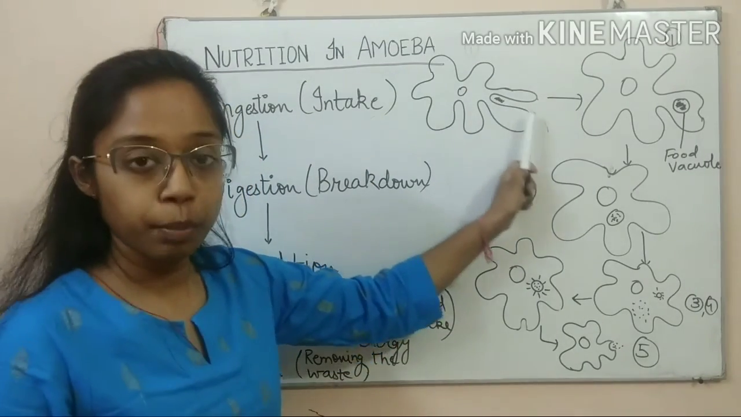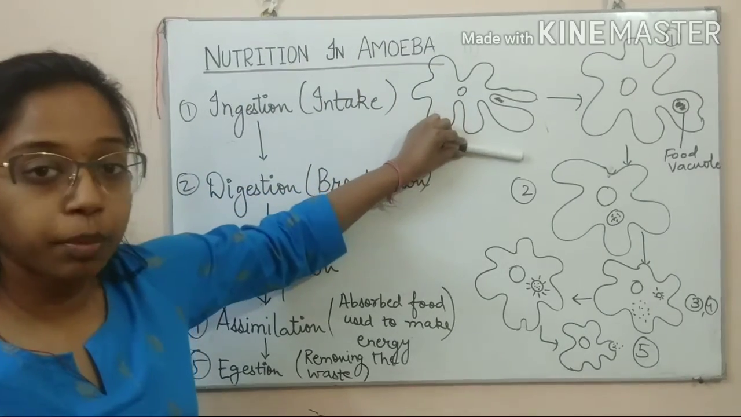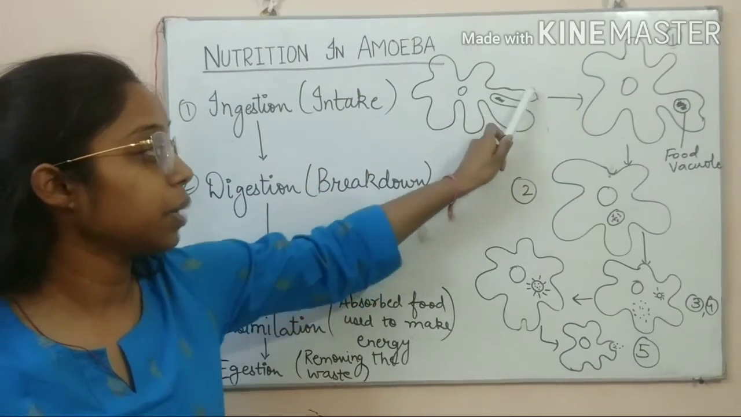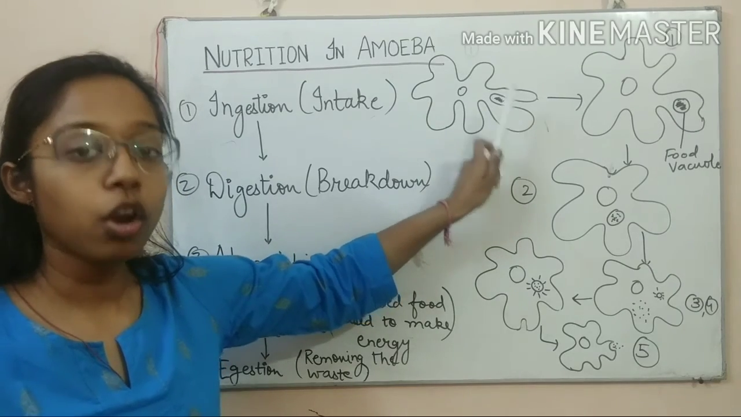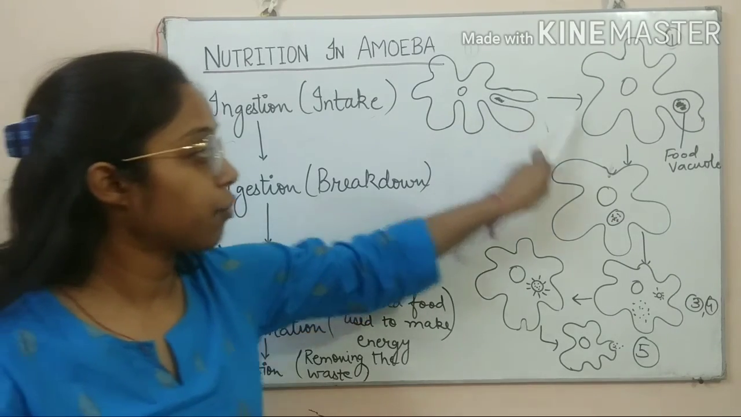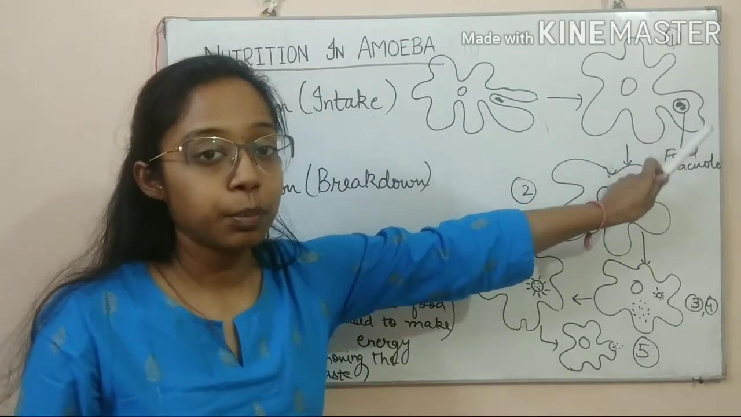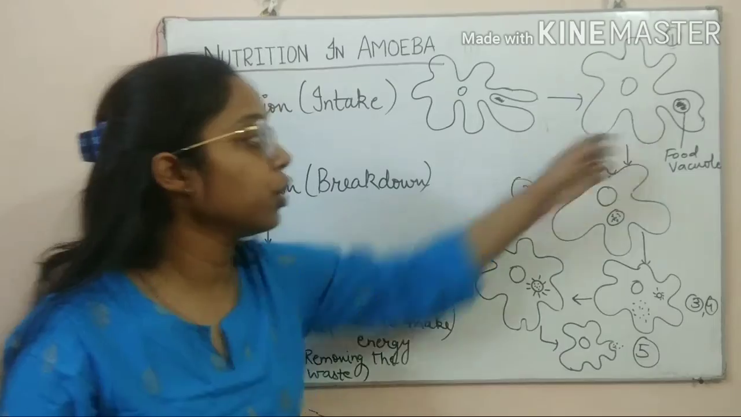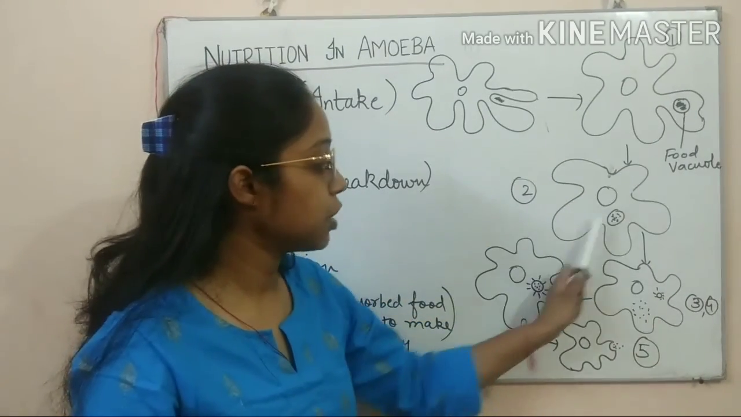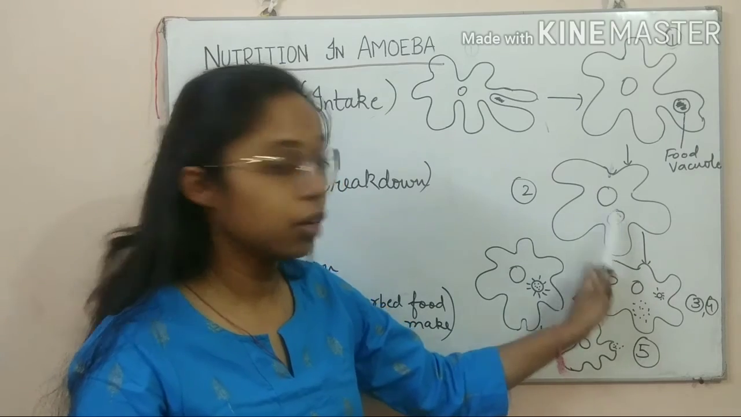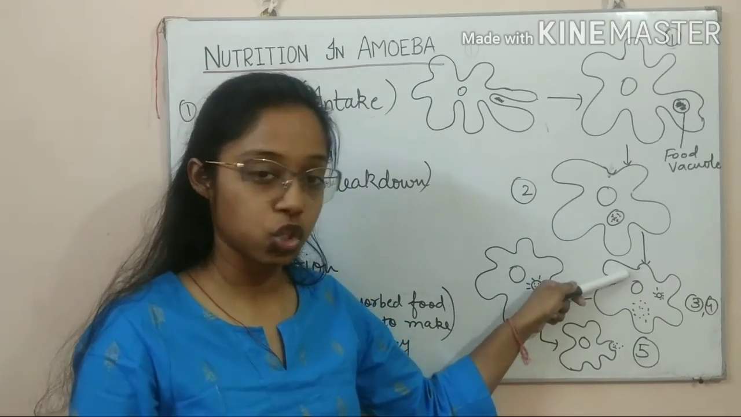So this is the food material. Amoeba will go towards this food material by using its finger-like projections called pseudopodia or false feet. After this, amoeba will engulf this food. That means it will take in this food. We call it ingestion. After this, the food will get digested. It will break down into smaller pieces. We call it digestion.